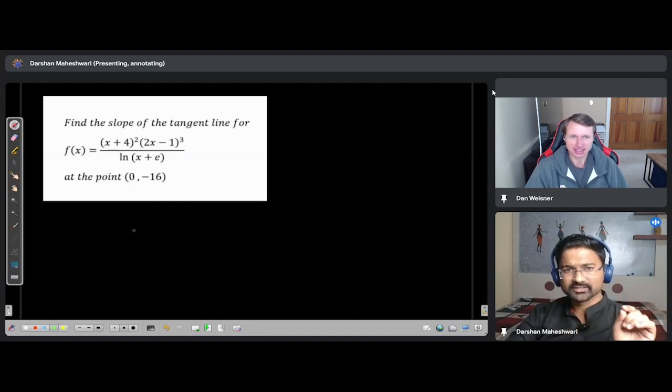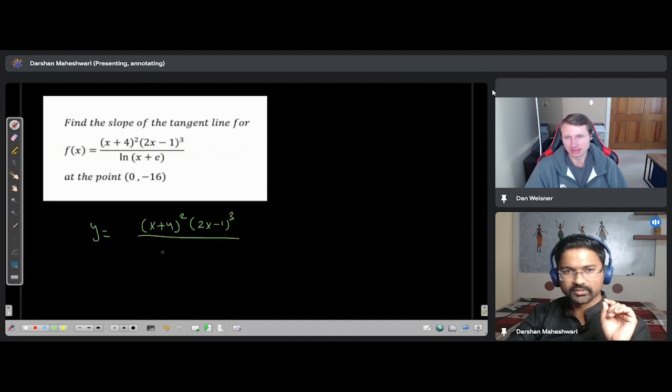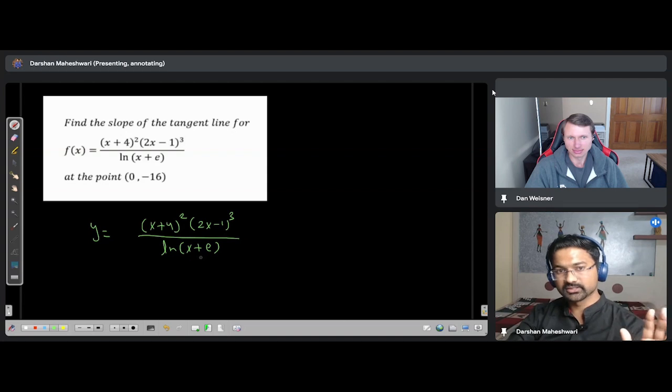Just for the convenience, I'm going to say f(x) as y. So I'm going to say that y is equal to (x plus 4) whole squared, (2x minus 1) whole cubed, over natural log of (x plus e). Obviously, you might be thinking that there is already a natural log in the denominator. It's fine. It's going to turn out fine. I can just see that it's going to turn out fine. So don't worry about that.